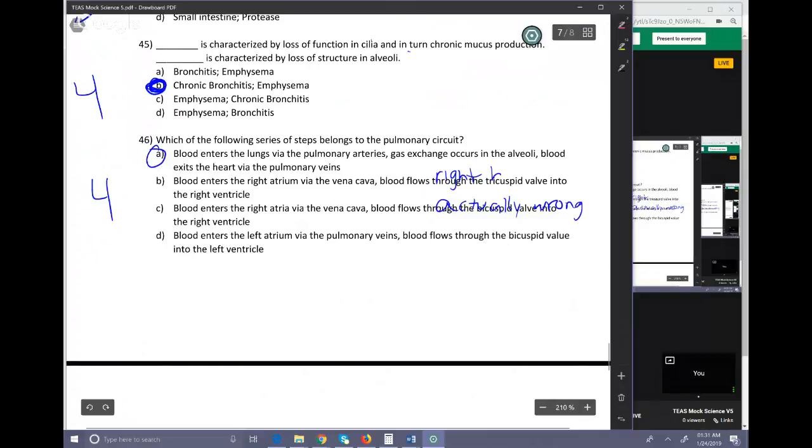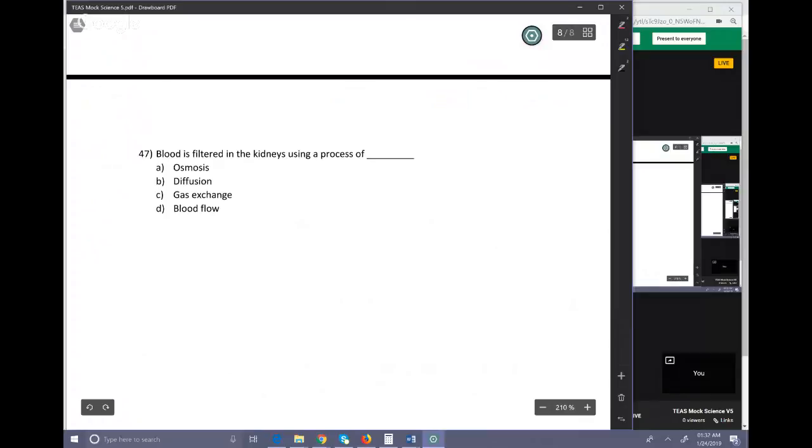B is right, but it's systemic. And D is right, but it's systemic. I did that ahead of time because I knew that would take a very long time to do. 47, blood is filtered in the kidneys using a process of, hopefully this earlier discussion caused you to know exactly what that was. That should be diffusion, and that is from anatomy 3 with the kidneys.